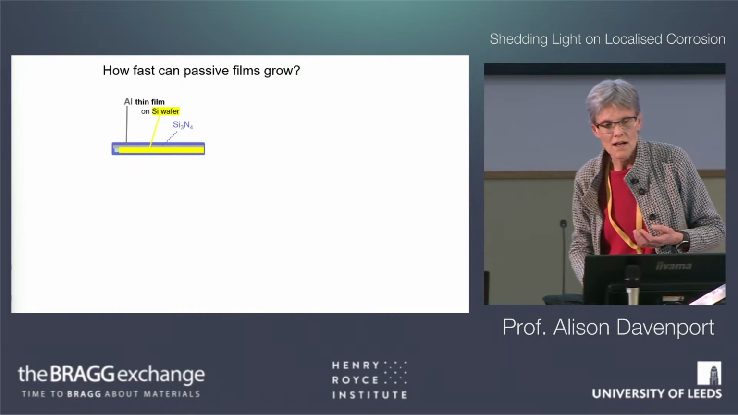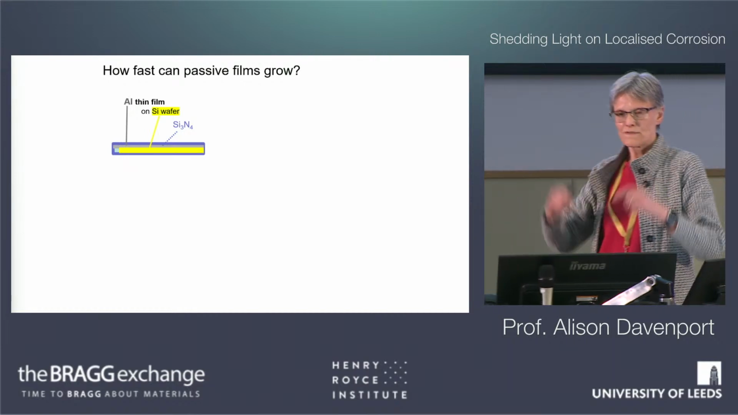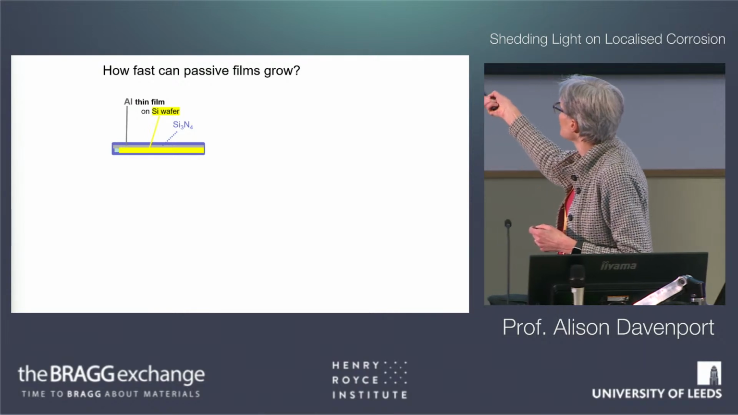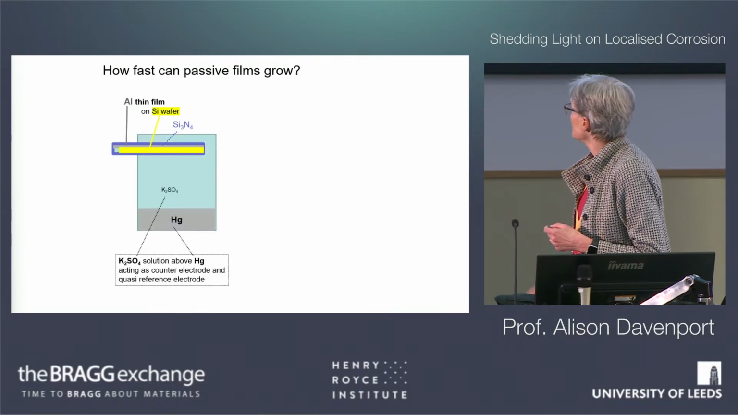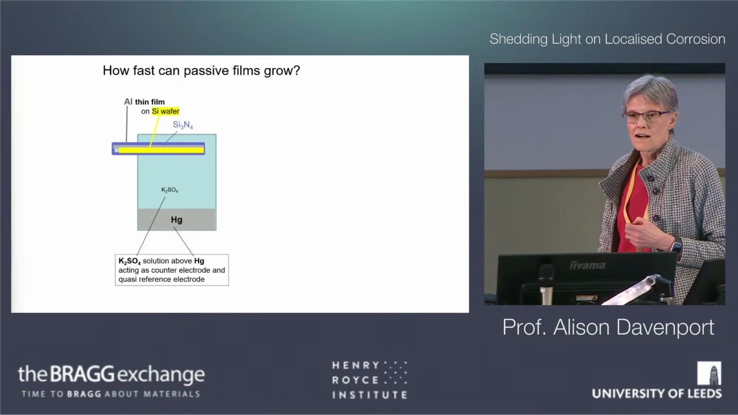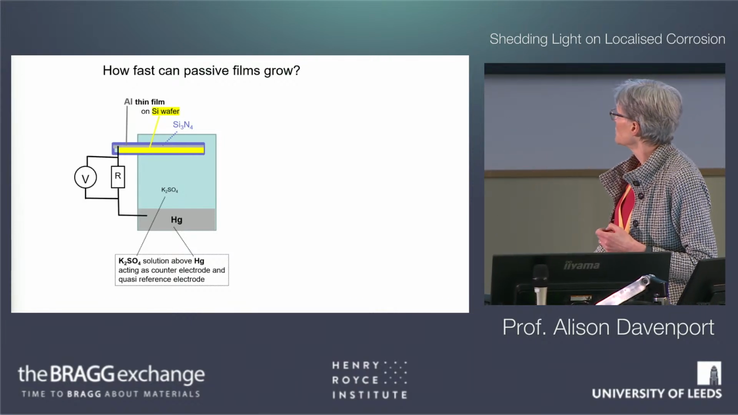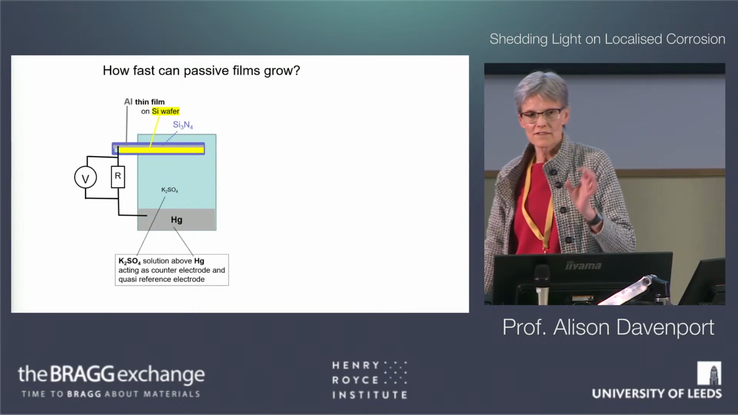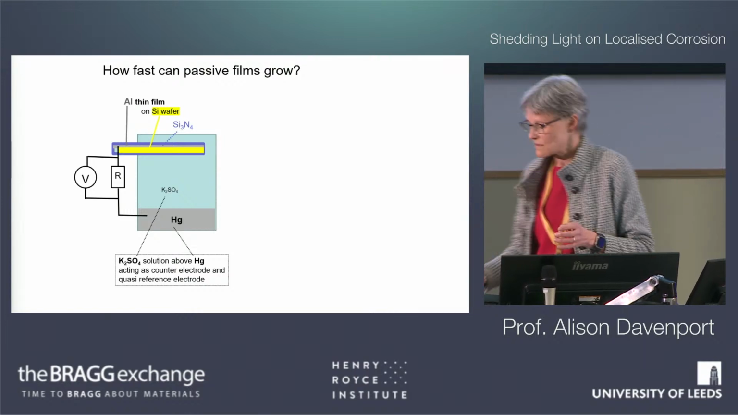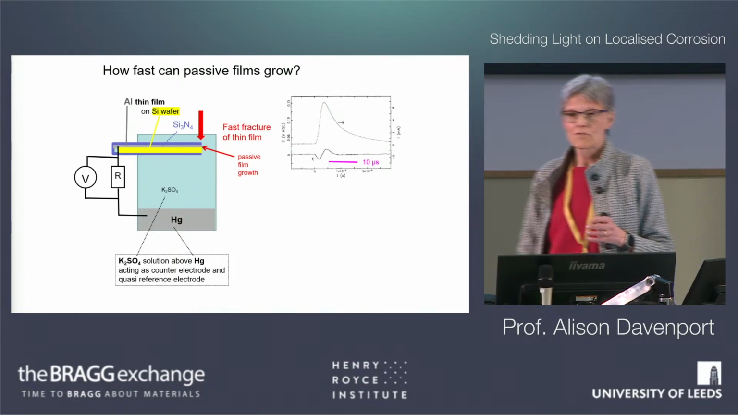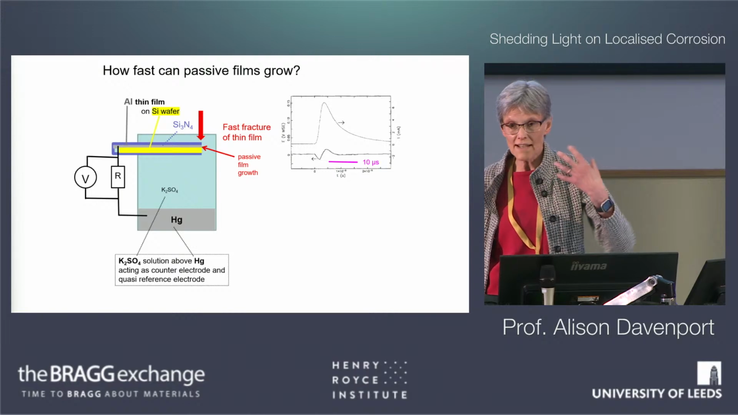And then I got very carried away when I was doing my postdoc. We had a thin film of aluminium deposited on a silicon wafer. We stuck it in a beaker with some electrolyte and a puddle of mercury at the bottom, which we could use to measure the currents very, very fast with a very low impedance system. And essentially, what we found out was that we got repassivation in tens of microseconds.